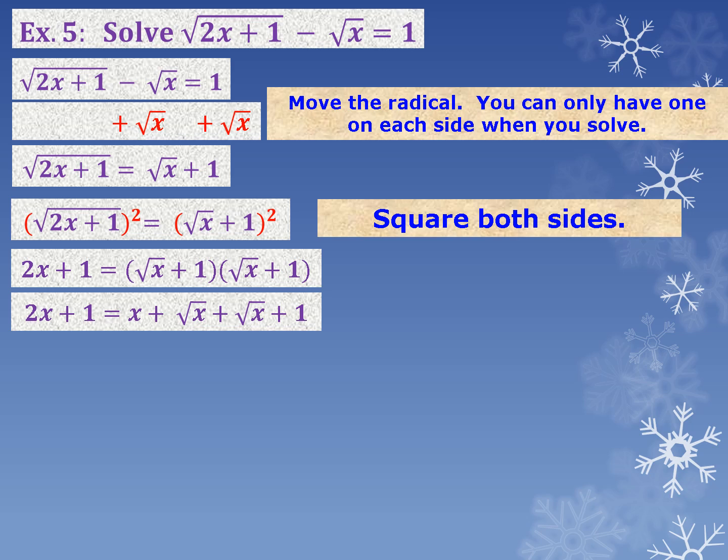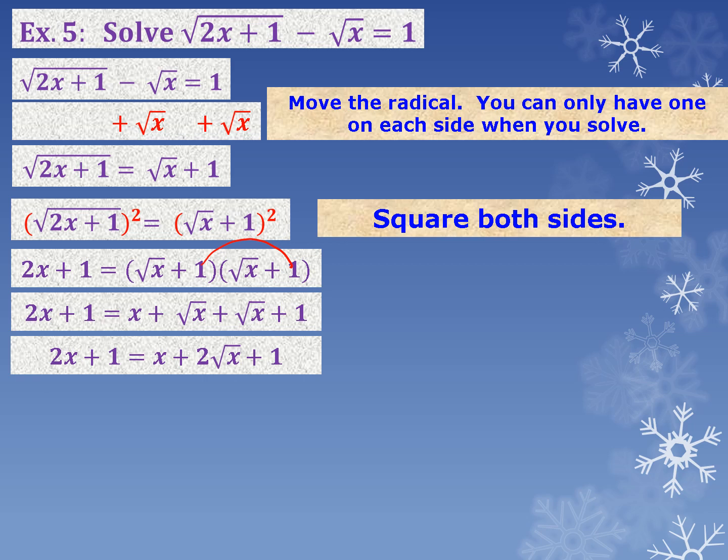On the right, I have the square root of x times the square root of x, which is the square root of x squared, because x times x is x squared. So the square root of x squared is x. However, when I do the O and the I, the square root of x times 1 is the square root of x. 1 times the square root of x is the square root of x. And then lastly, 1 times 1 is 1. So now I need to do some cleaning up on that right side. So that gives me 2x plus 1 equals x.